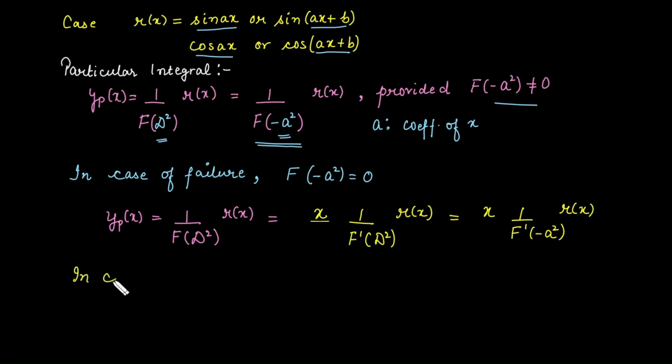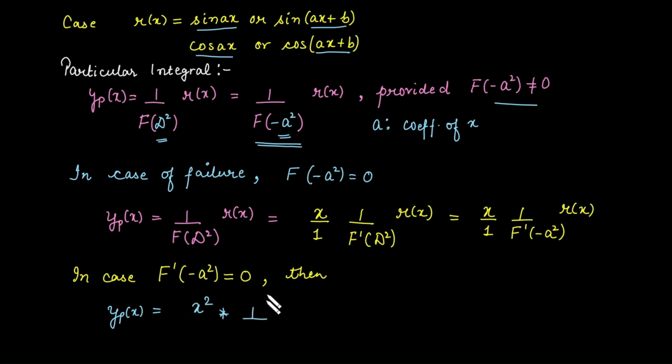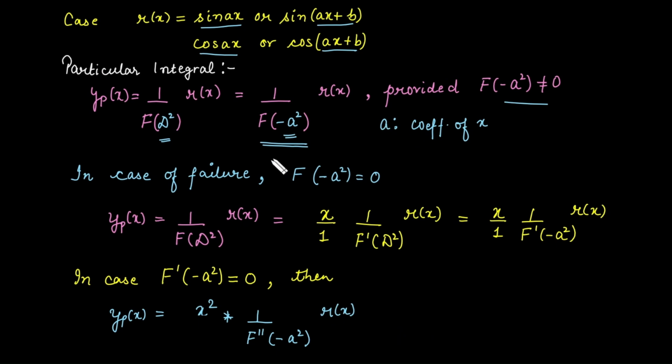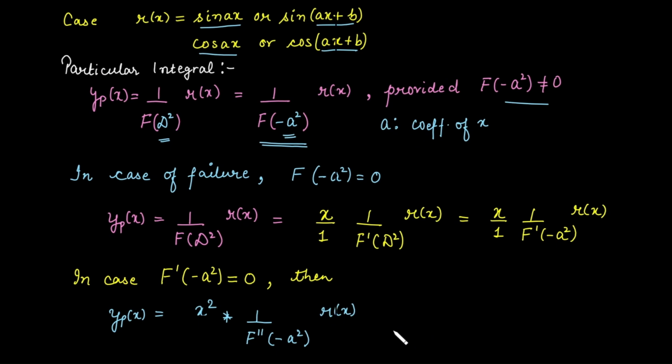In case the first order derivative at minus a square is also equal to 0, then the particular solution is written as x square into, rather than the function, its second order derivative, because the first order derivative is 0 at minus a square, and D square is replaced by minus a square, and the right hand side function R(x) is as it is. Let's understand this concept with the help of an example.